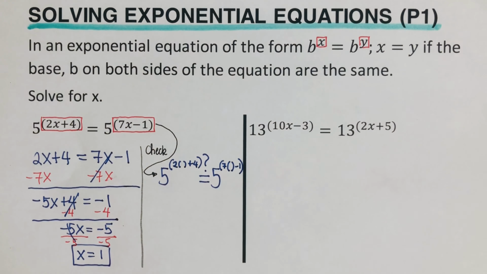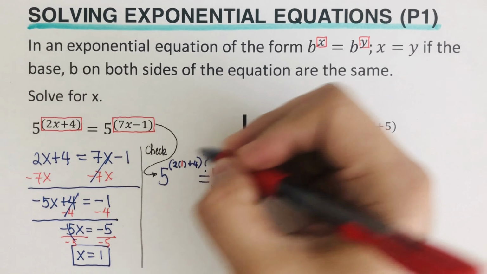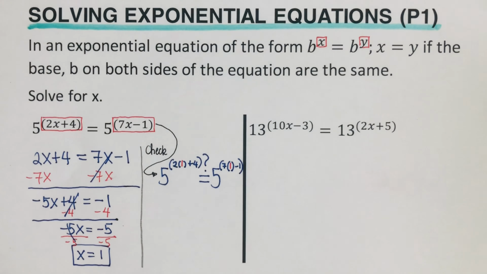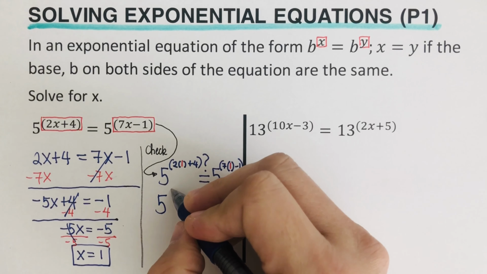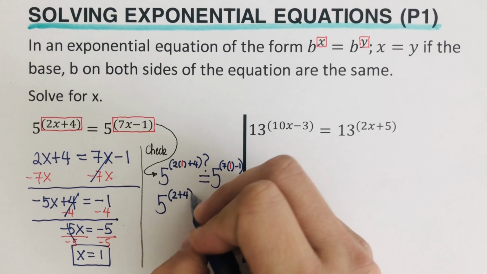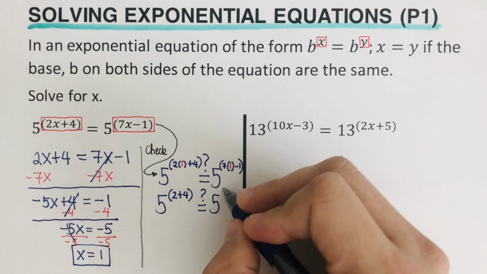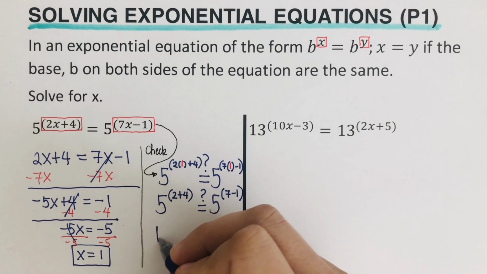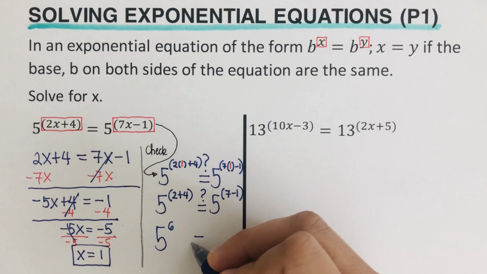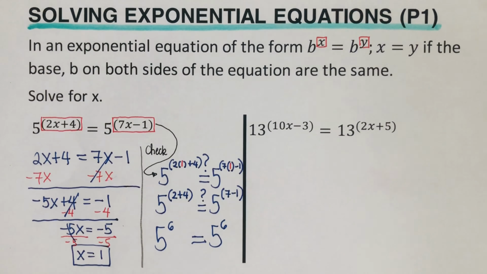So let's see if both sides of the equation are equal. Again, the x will turn into 1. So then we have 5 to the power 2 times 1 is 2, plus 4. Is that equal to 5 to the power 7 times 1 is 7, minus 1? So then we can say 5 to the power 6 is equal to 5 to the power 6. So that means our x value is correct.